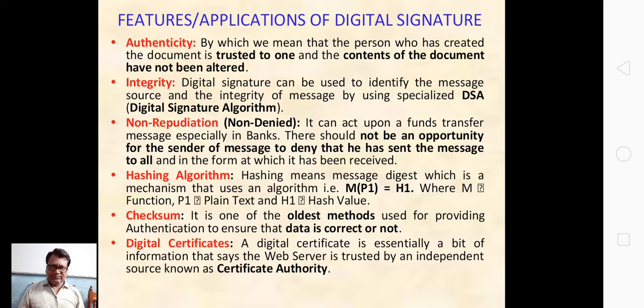Coming to its features or working, or you can call it applications. In the exam, it may be asked in any form: features of digital signature, applications of digital signature, working or functions of digital signature. These are the very important points. Number one, it provides authenticity. Without authenticity, the digital signature cannot work, which means the person who has created the document, suppose you are creating a document, that should be trusted to you only, and the contents of the document cannot be altered. Suppose you have created an Aadhaar card.